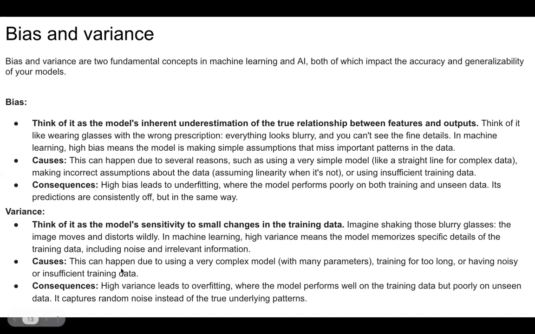Now, variance leads to overfitting. Bias leads to underfitting. Overfitting is where the model performs well on the training data, but on the testing, or unseen data, it fails because it's unable to identify the true pattern or the true relationship between the features and the value that you want to predict.